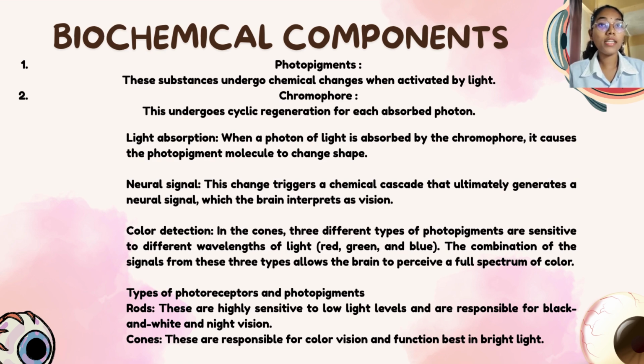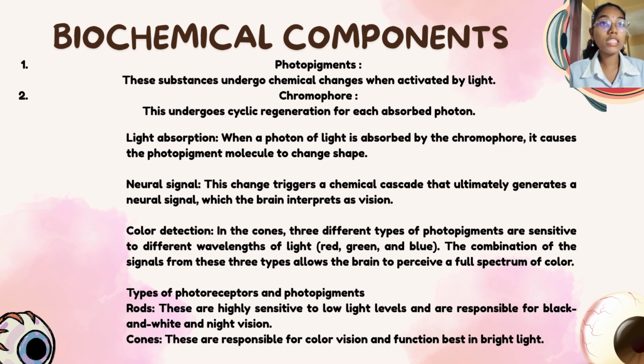Where are these both components involved? First is in light absorption. When a photon of light is absorbed by the chromophore, it causes the photopigment molecule to change shape. Next step is neural signal.